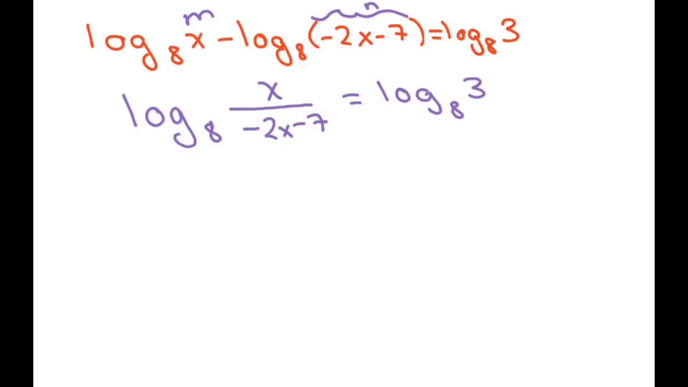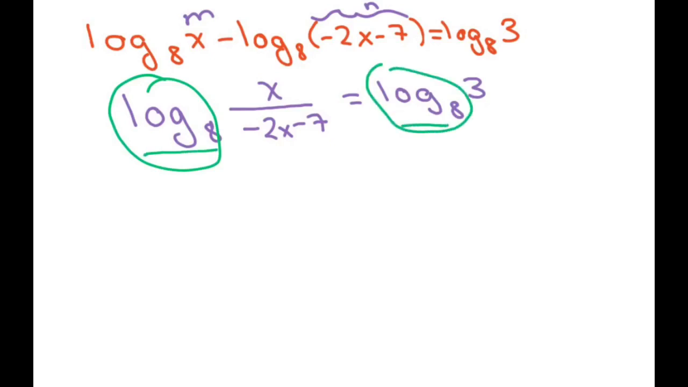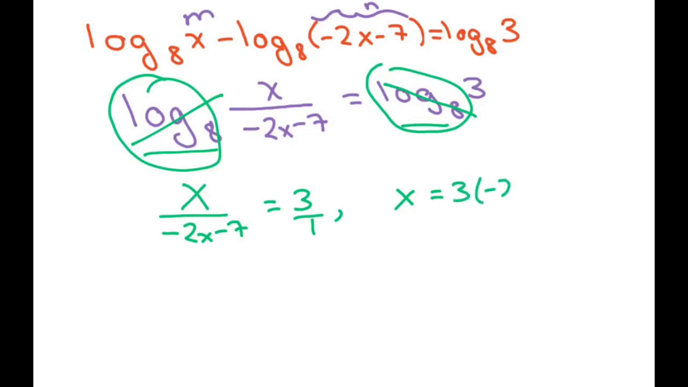Now that we have one log on each side of the equation, we know these two match up, so we can kind of disregard those for now. And now we solve. So we got x over negative 2x minus 7 equals 3. I'm going to cross multiply, so I'll put that in fraction form. We get x equals 3 times negative 2x minus 7. And distribute, you get negative 6x minus 21.